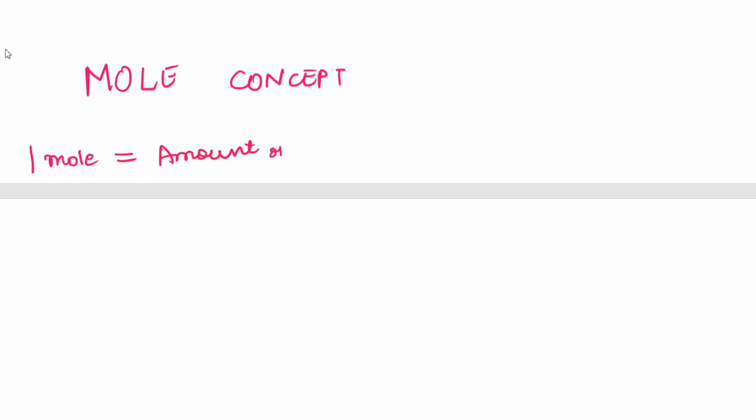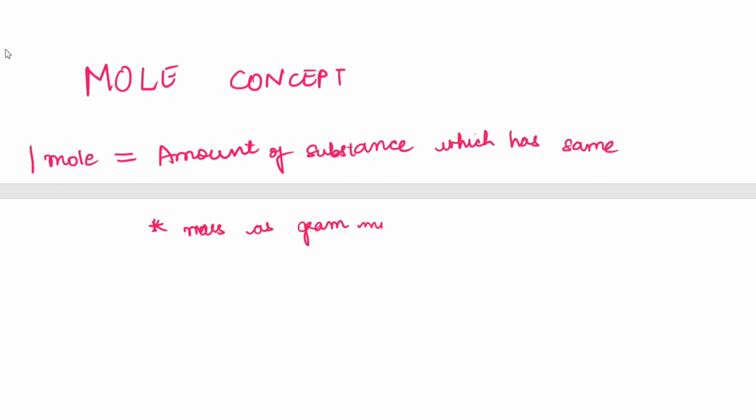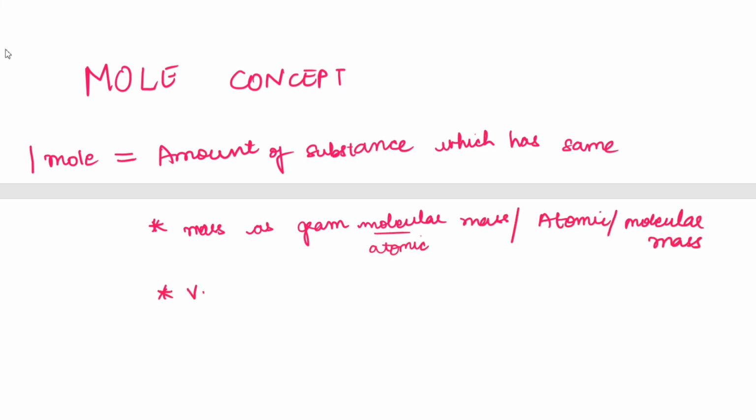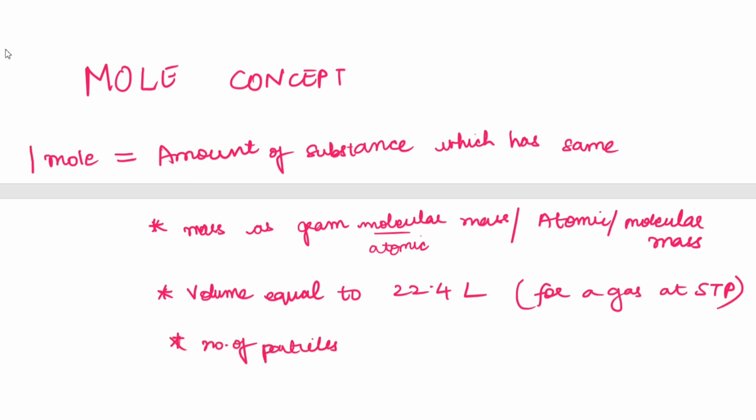1 mole is nothing but the amount of substance which has the same three things you need to remember. Okay, what are these same things? The amount of substance which has the same mass as the gram molecular mass or gram atomic mass; the amount of substance which has the same volume equal to 22.4 liters for gases at STP; the amount of substance which has the same number of particles equal to the Avogadro number, that is 6.02 into 10 power 23 particles. So all this is 1 mole of a substance.